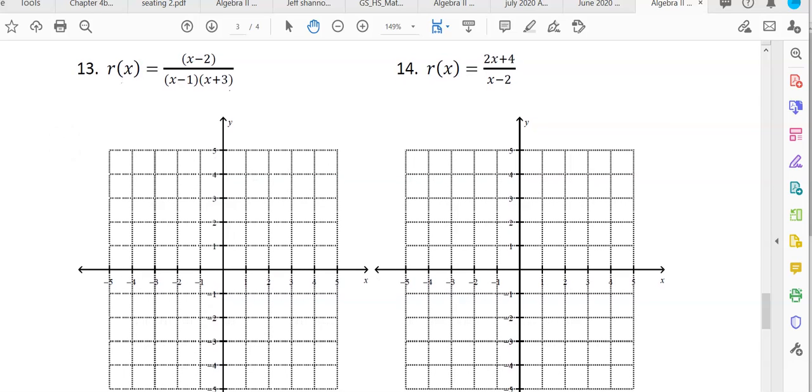Try this one. So we have 2 vertical asymptotes, one at x equals -3, and one at x equals 1. And it's bottom heavy, so there's one at y equals 0. And let's find the y-intercept. If you plug in x equals 0, you get -2, so y equals -2 over -1 times 3, which is positive 2/3, right about here-ish.